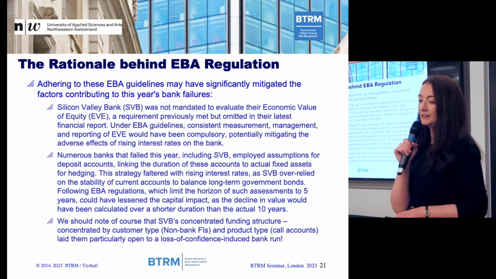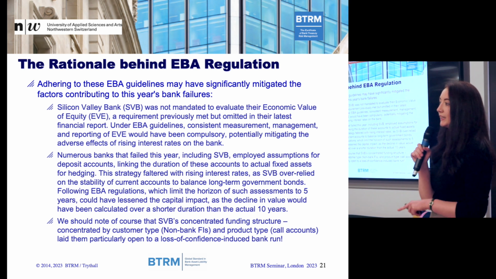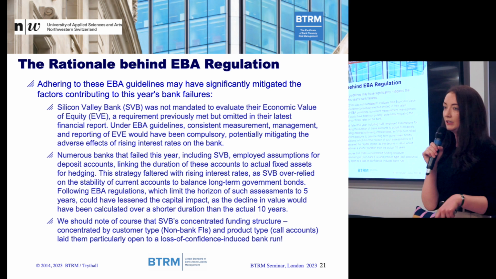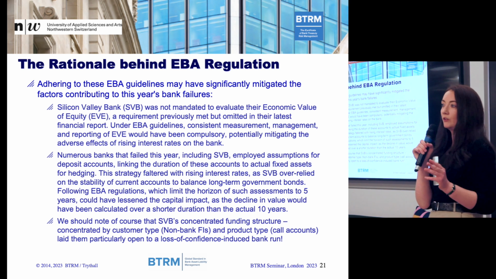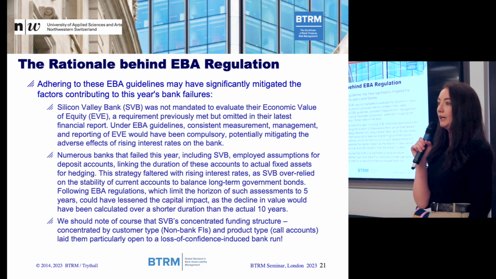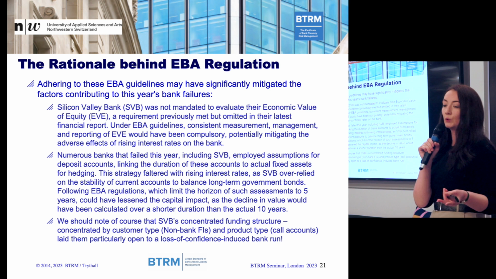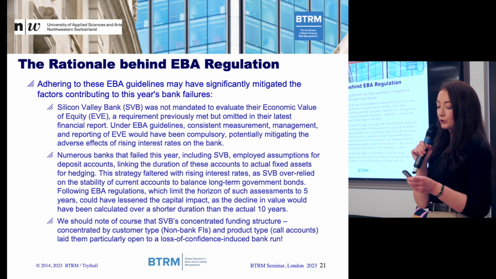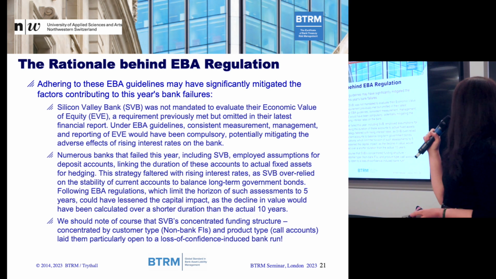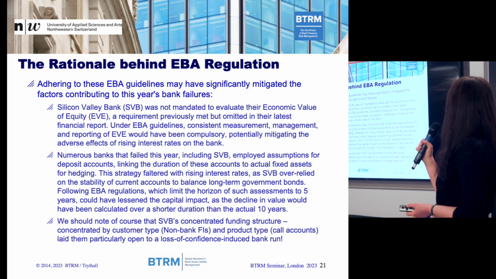And the second point is that because SVB also had that concentrated funding structure, with all their funding in current accounts, they didn't use any fixed bonds to offset the assets, they didn't diversify their funding source. That's also why they experienced such a significant run on the bank.